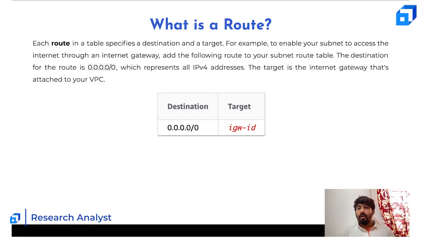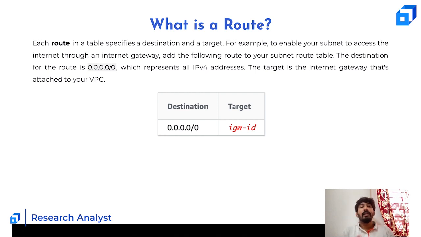All right, guys. So now to understand even better what is a route: each route in a table specifies a destination and a target. The destination is the range of IP addresses and the target is the target component in the VPC. In this case, the target component is internet gateway and you want to allow all traffic through the internet gateway. That's why you are providing this particular destination. For example, to enable your subnet to access the internet through an internet gateway, add the following route to your subnet route table. This is basically what they are telling us to do.